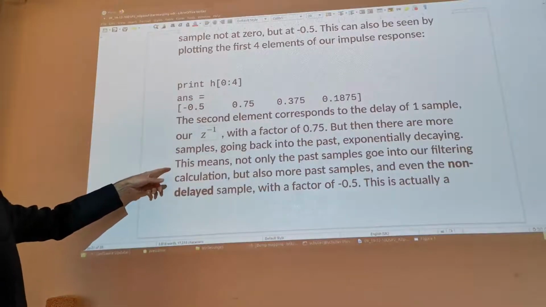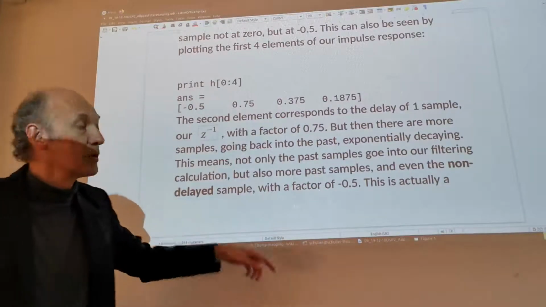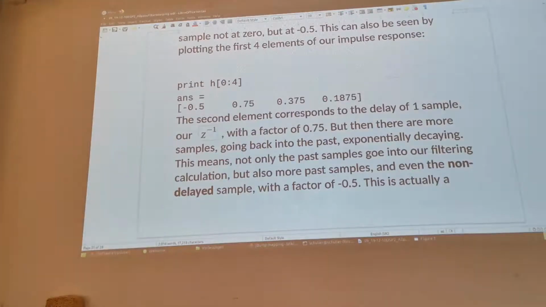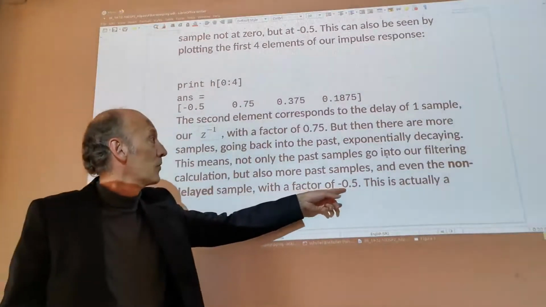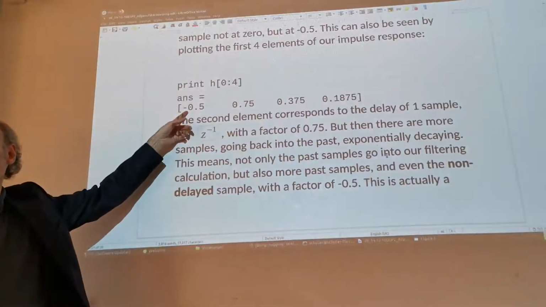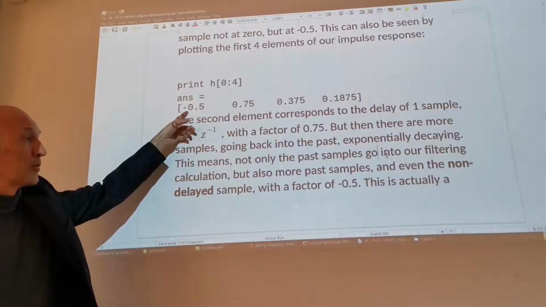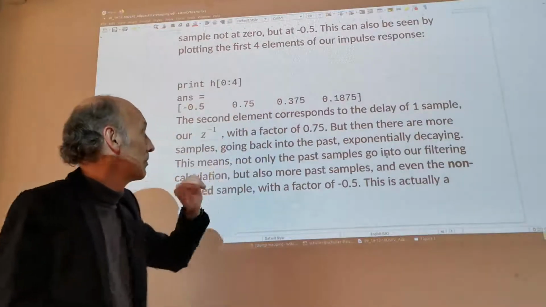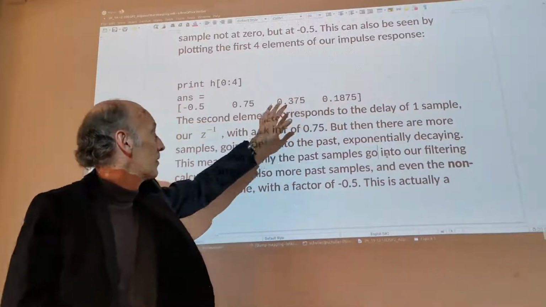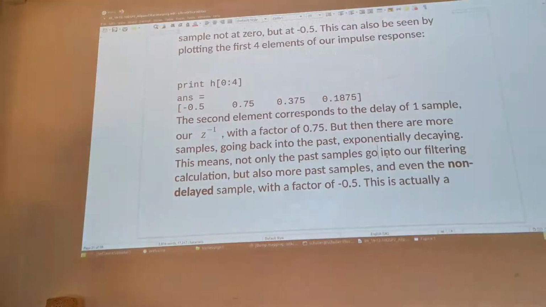And this means not only past samples go into our filtering, there's a typo here. Also more past samples and even the non-delayed sample with a factor of minus 0.5. So this is actually the current sample, which also plays a role, which is different from a delay of one sample. If you have a delay of one sample, then it's just this and the rest would be 0. Here we have other samples playing a role and even the non-delayed one.